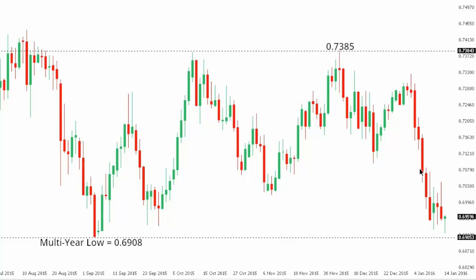But at this point, daily studies are looking a little bit stretched, so there is risk, even if we see a retest and break of 69.08, for some form of a bounce before the market decides to head lower again. Any rallies, however, should be very well capped now towards the 72 handle, with only a break back above 73.85 to compromise the bearish outlook for the Australian dollar.